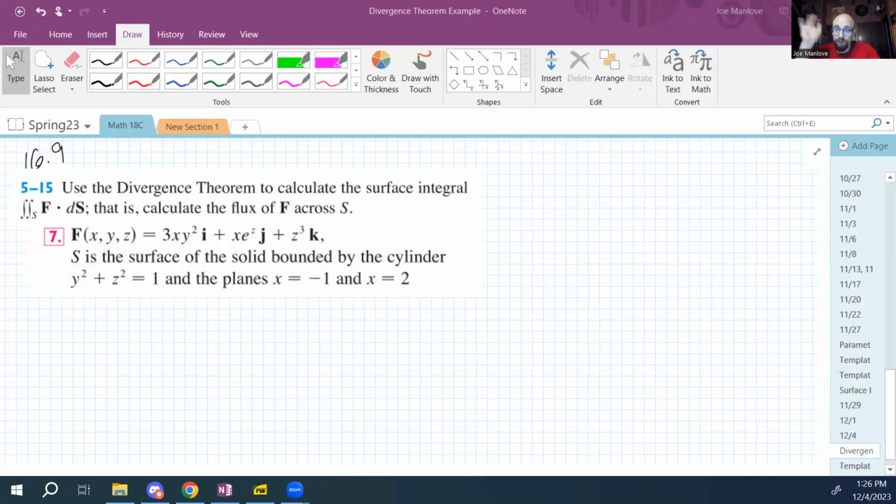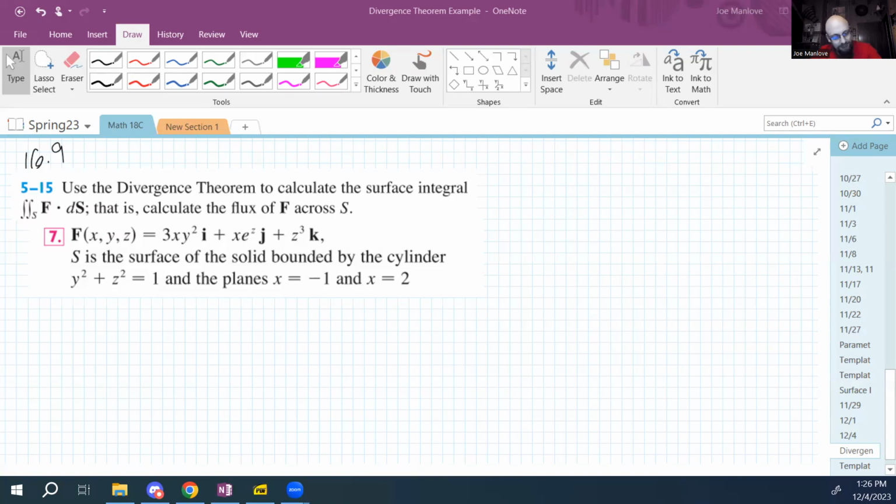All right, guys, let's do another divergence theorem example. So here I've got instructions that say I should use the divergence theorem to calculate the flux of a vector field across the surface S. Great. They tell me the field is 3xy squared i plus x e to the z j plus z cubed k. Sorry, throw an i, j, and a k in there. Those are commas, not pluses.